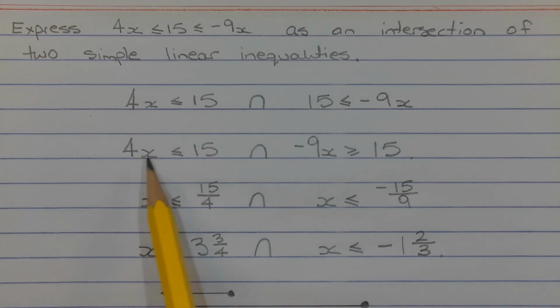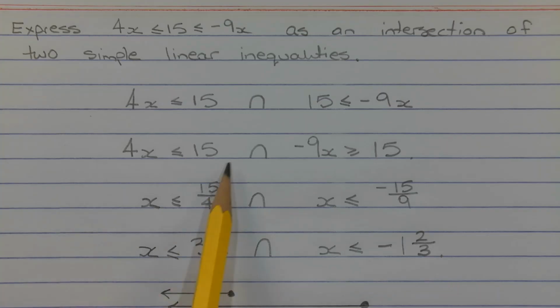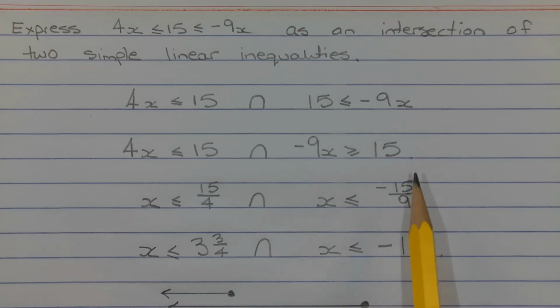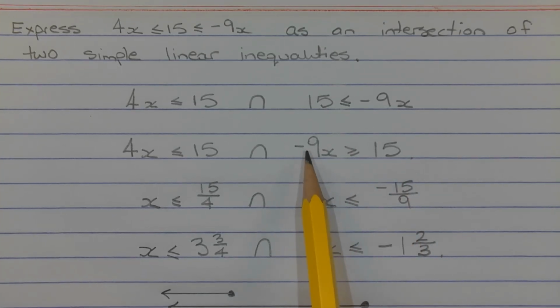Now isolating the variable in both simple linear inequalities. In the first linear inequality, we divide both sides of this inequality by 4. And in the second linear inequality, we divide both sides of this inequality by negative 9. And because we're dividing by a negative number, we need to switch the inequality symbol around.